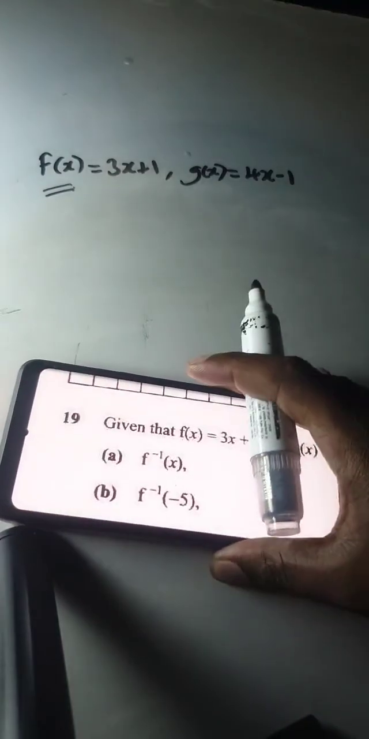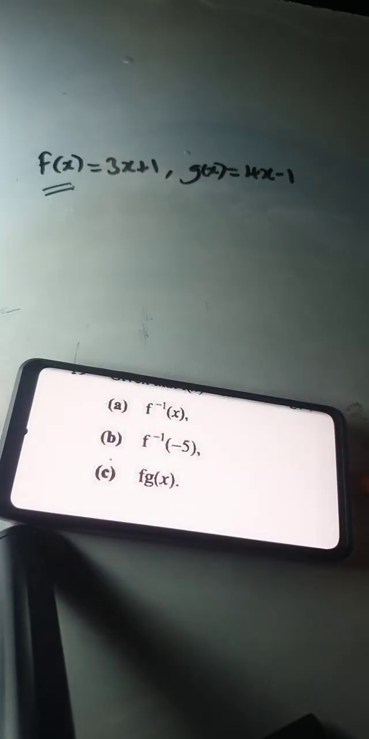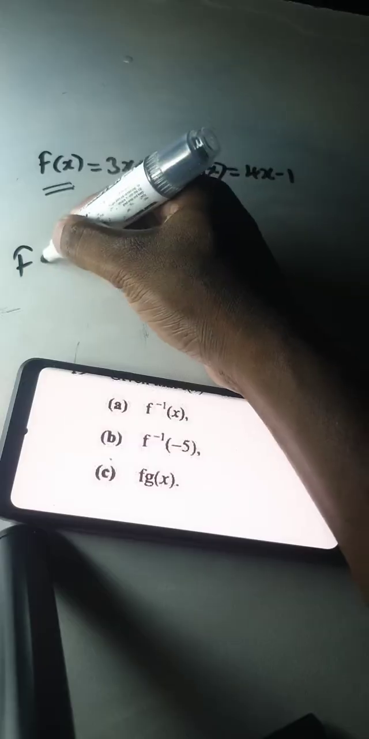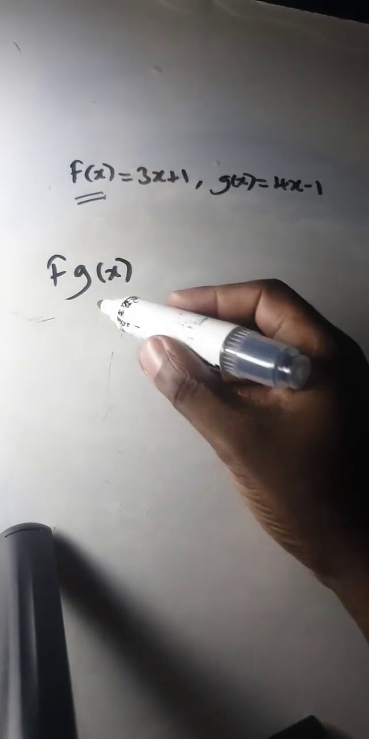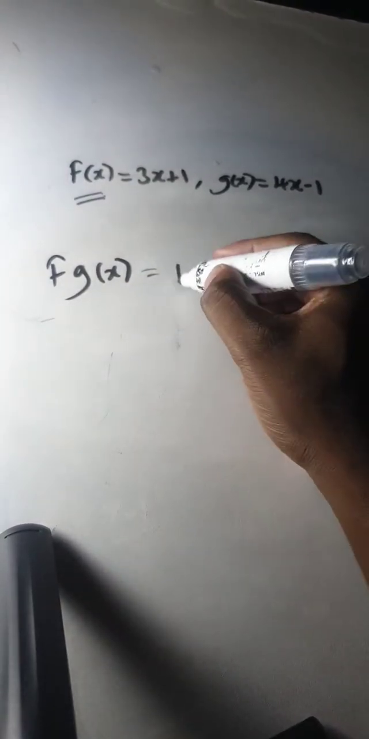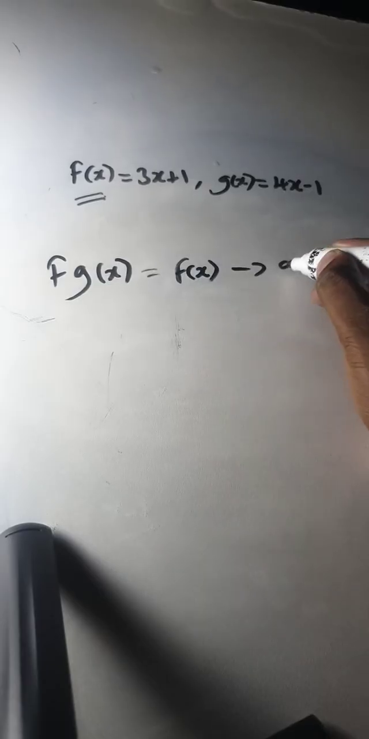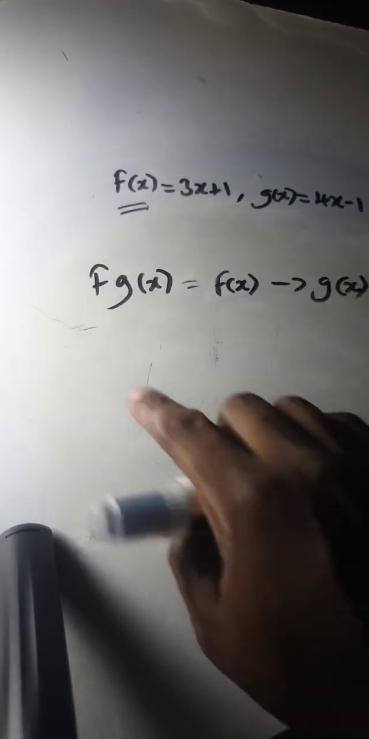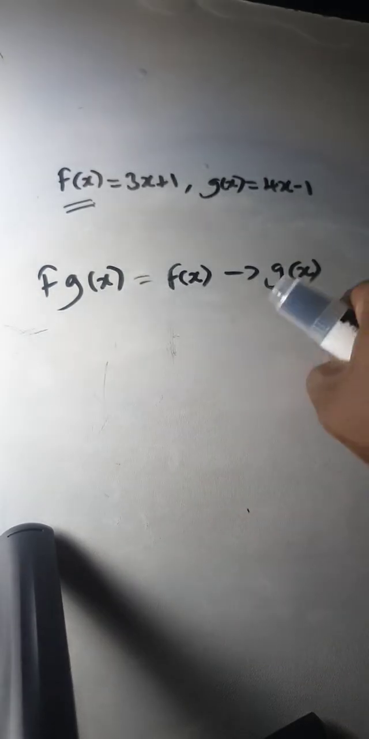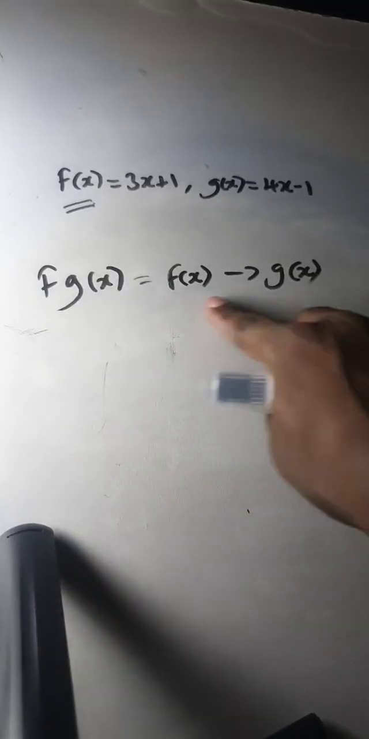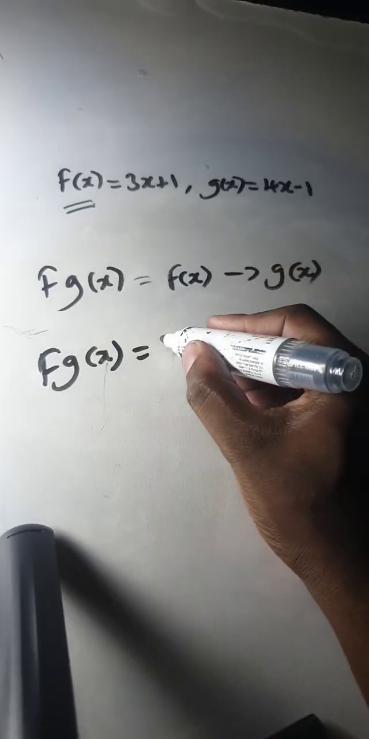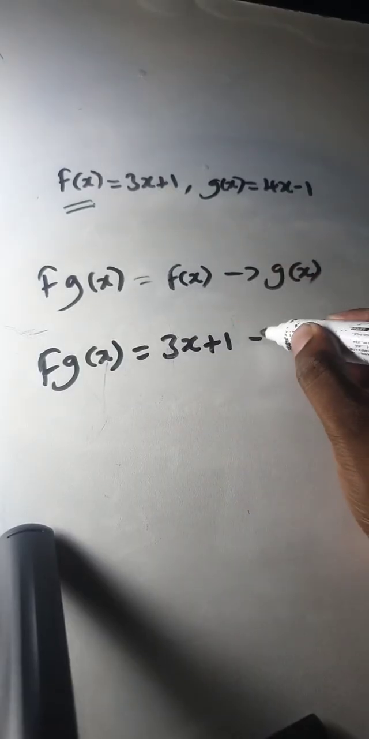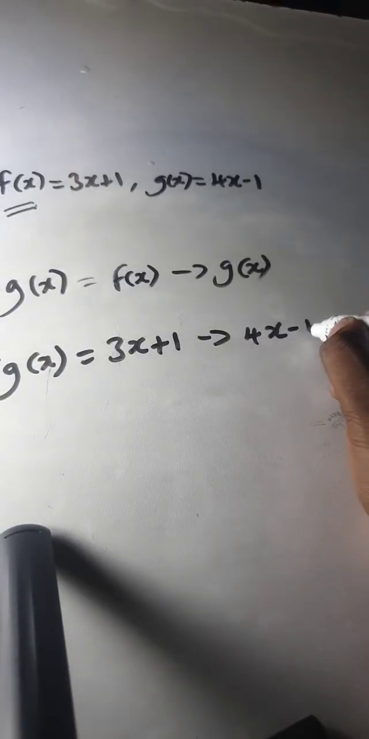So C, I'm finishing C. C is fg of x, which is a composite function. It's a 2-in-1 function. We have f of x and g of x. That's how you write it. So fg of x is being expanded like that. We say fg of x is equal to f of x, which is 3x plus 1, and g of x, which is 4x minus 1.